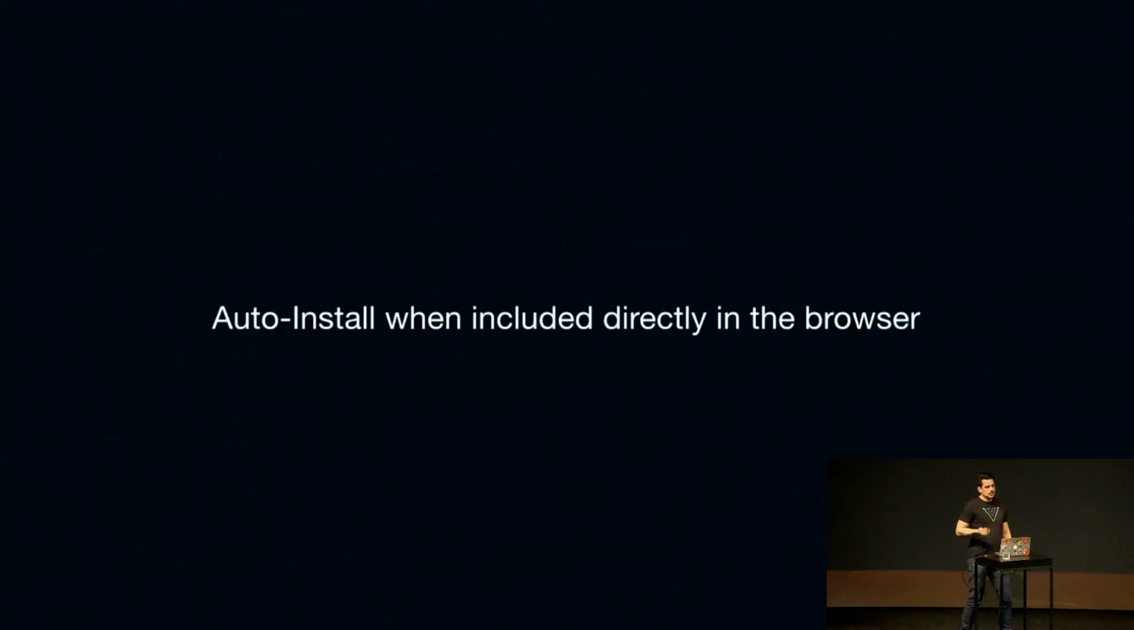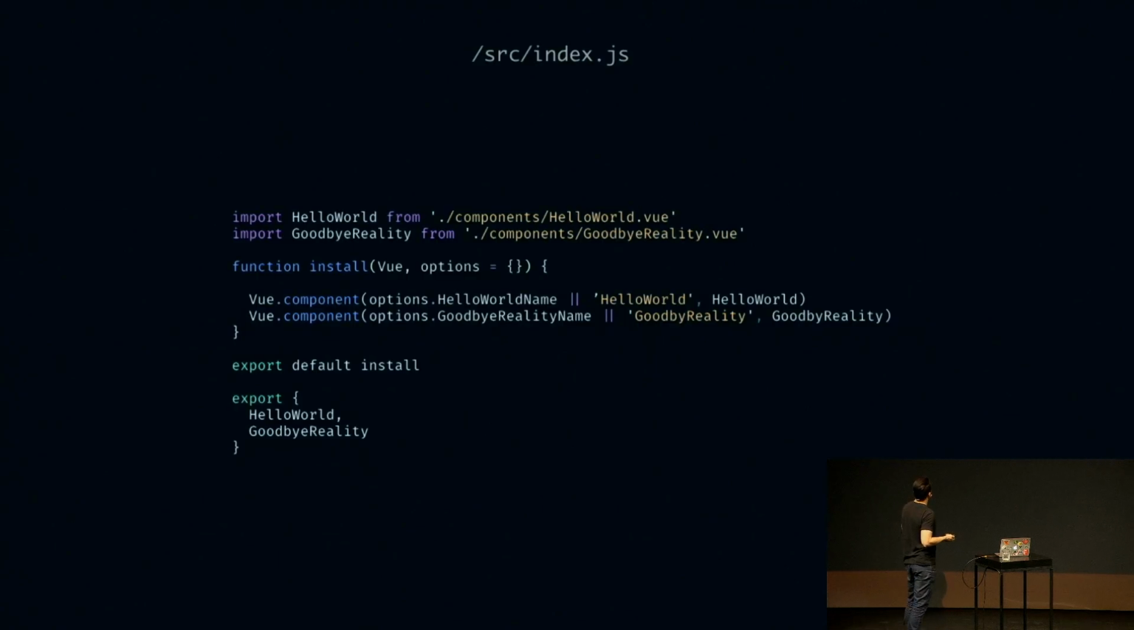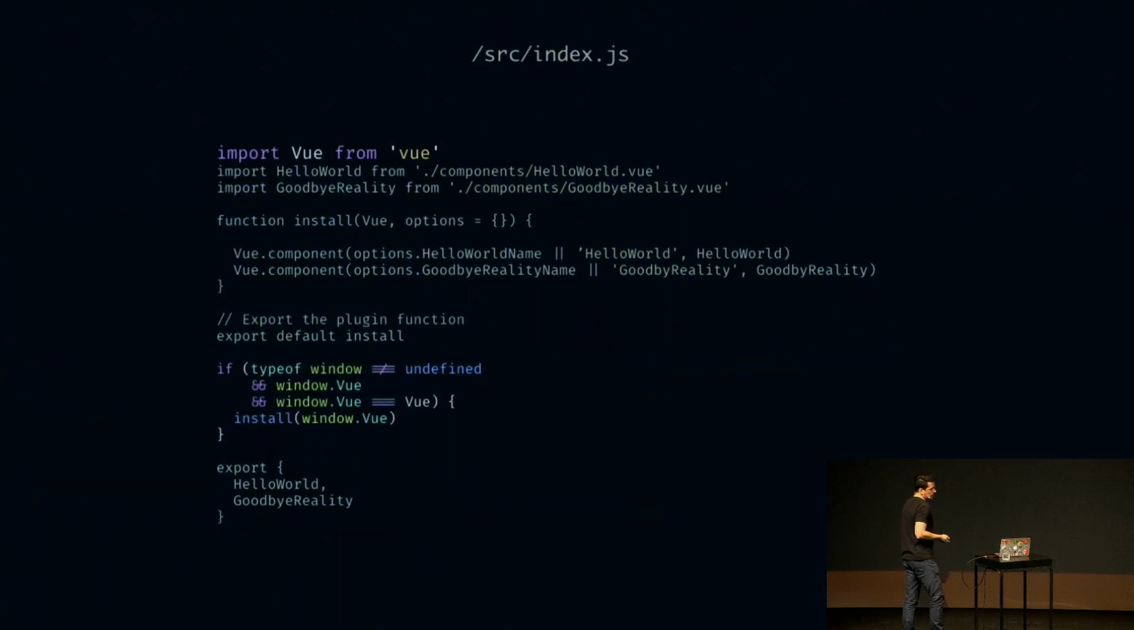So the last point is auto-install when your library is included directly in the browser with a script tag. This is also not really hard. It's also just a few lines of code. It's basically looking like this. We're just checking if we have a Vue constructor on the window global object, and we're also checking if the constructor on the window is the same as the one that we are importing up here, right?